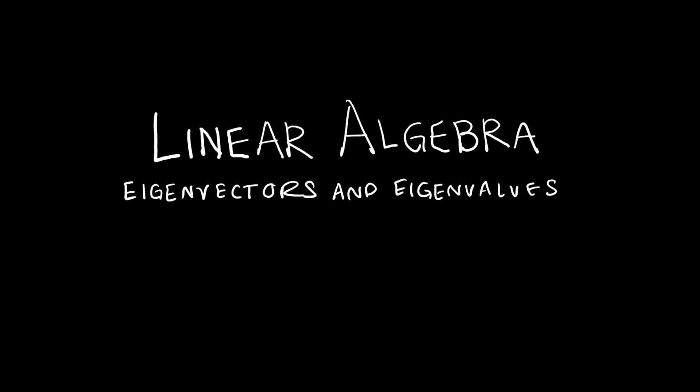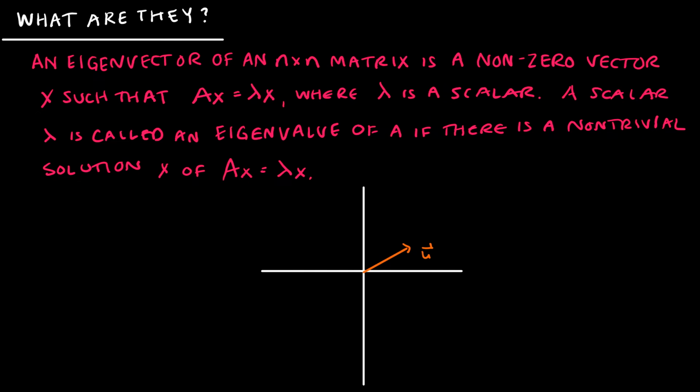In this lesson, we will study eigenvectors and eigenvalues. So what are they? Well, an eigenvector of an n by n matrix, so we're looking at square matrices, is a non-zero vector x such that Ax equals lambda x for some lambda, and lambda is just a scalar. In addition, the scalar itself is called the eigenvalue if there is a non-trivial solution x for that equation, Ax equals lambda x.